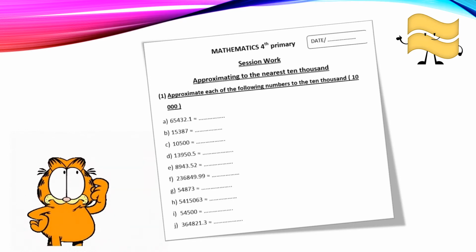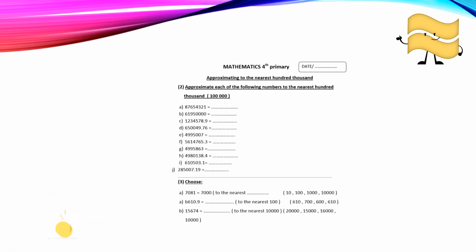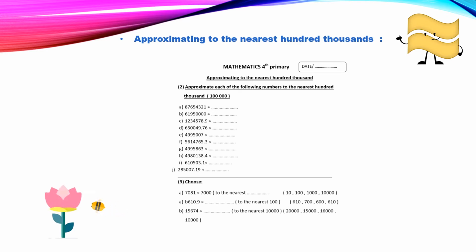This is a booklet question. Another booklet question. Approximating to the nearest 100,000, you do the same thing as in units, tenths, 100, 1,000, 10,000, 100,000. Look at the digit, underline the place, then take the digit before it. If rich, add 1 and replace all digits with 0. If poor, put the digit as it is and replace all digits with 0. Okay?